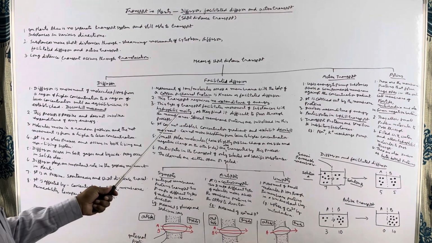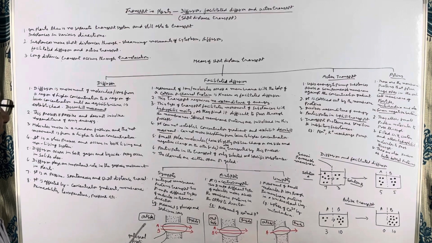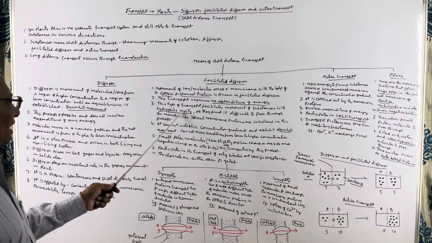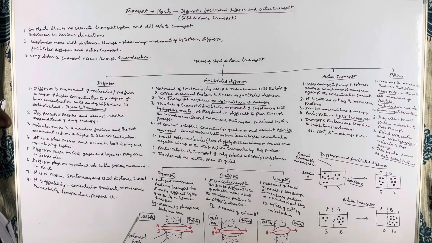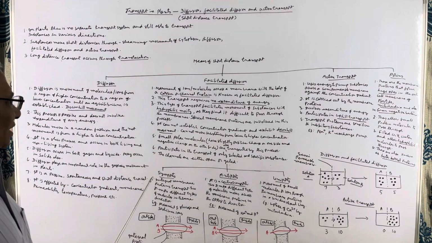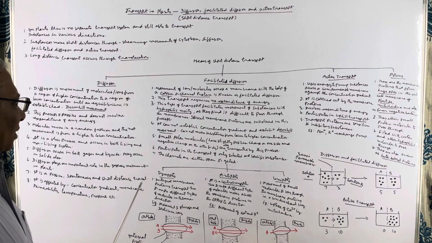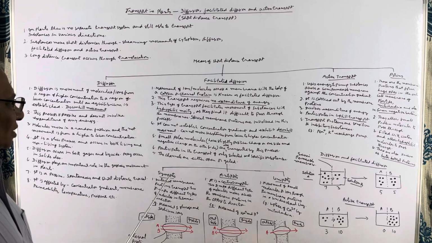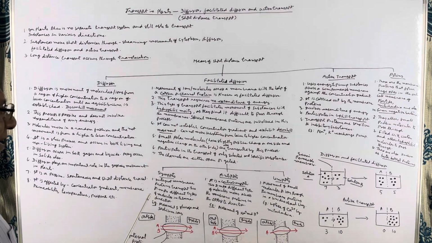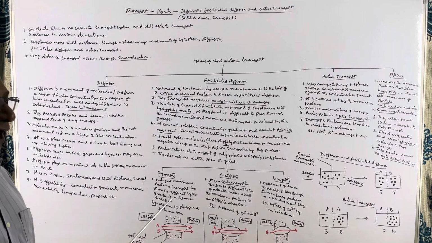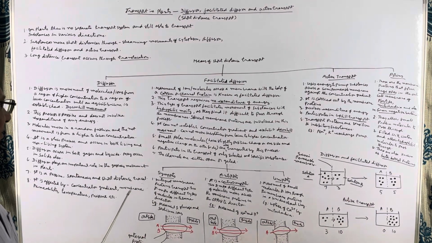Then, this type of transport facilitates movement of substances with hydrophilic moiety. Hydrophilic means water loving or water dissolving. So, substances that have hydrophilic moiety are transported through facilitated diffusion because they cannot pass through the lipid membrane. As a result, these proteins take up these molecules and they release them into the cell. Then, this movement occurs till an equilibrium is established on both sides of the cell membrane.